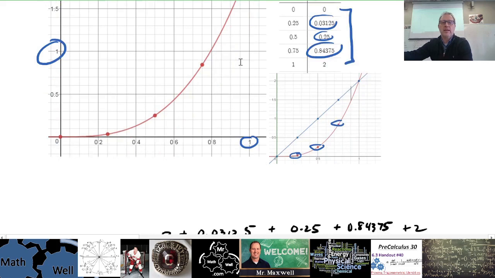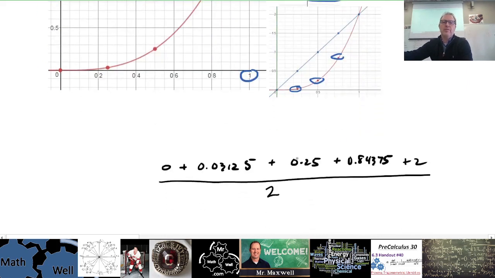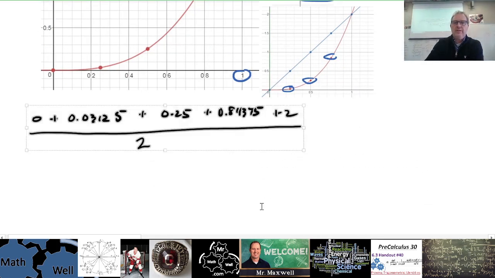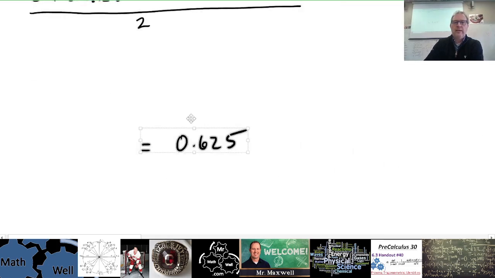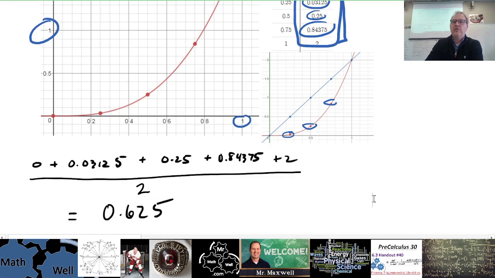How would you approximate that? You would take all of these y values, add them up, and divide by 5, just like we did before. So if I did that, all of these divided by 5, add them up, I get this value, 0.625, okay? So that's the average value of this function, all right?